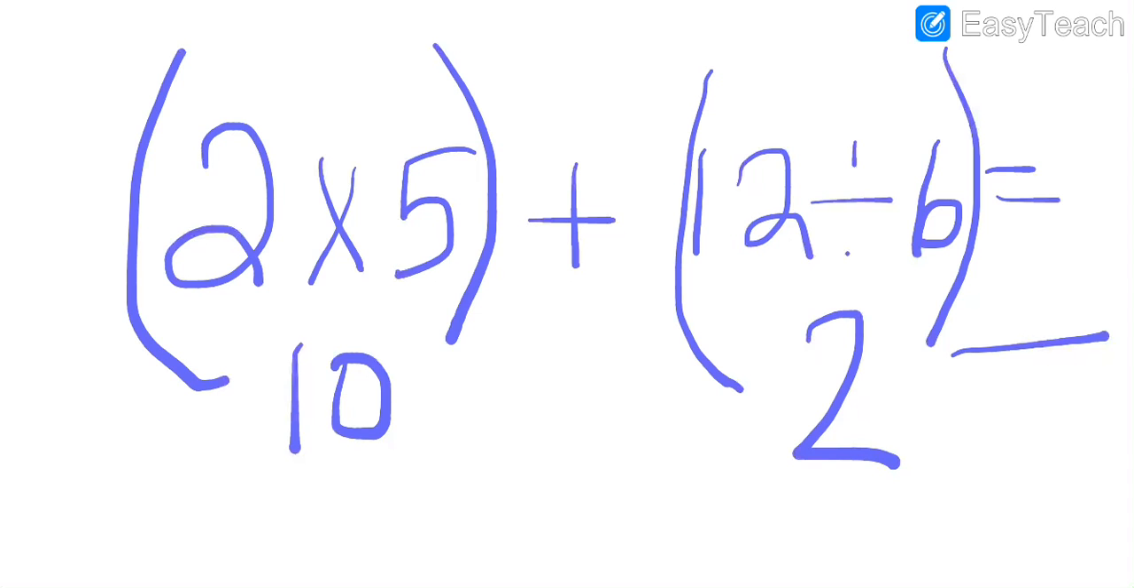Excellent. And then finally, you'll notice that we have 10 plus 2. So if we have 10 plus 2, what do we get? We get a sum of 12. All right, how'd you do with that one? Getting the hang of it? All right, awesome. Let's move on to the next one.